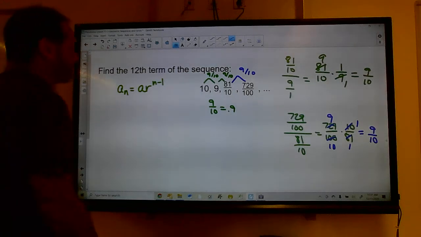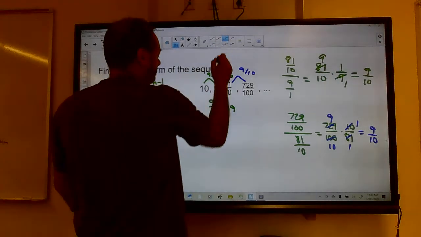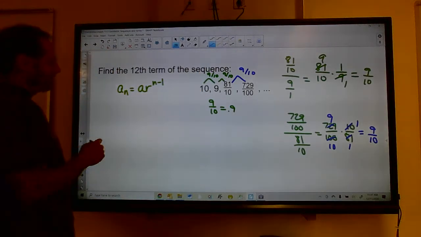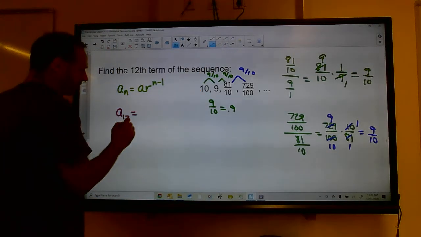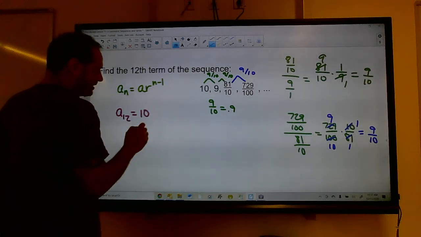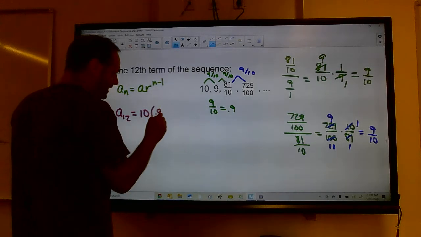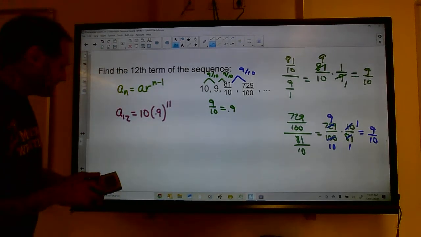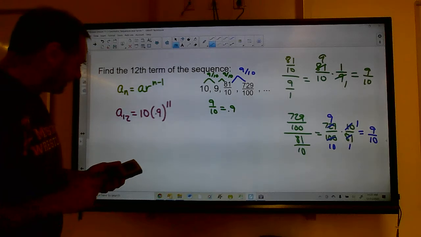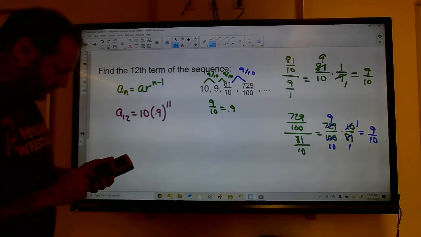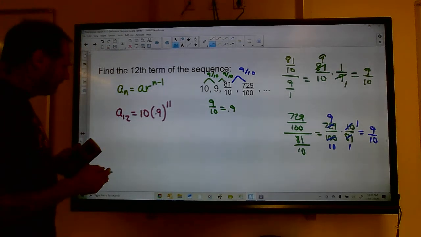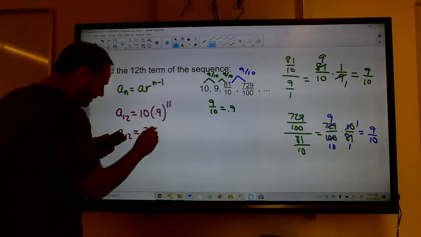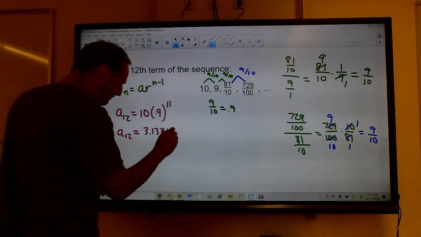Okay, and my first term is 10, so I can go ahead and plug this in here. I want the 12th term, a sub 12, which is going to be the first term, 10, times the common ratio, 0.9, to the 11th power. So I get out my handy-dandy TI-84 Plus C Silver Edition graphing calculator, and I go 10 times 0.9 to the 11th power, and a sub 12 is approximately 3.138105.